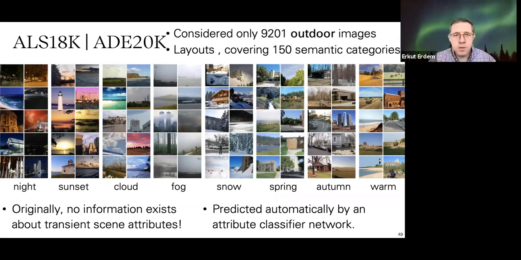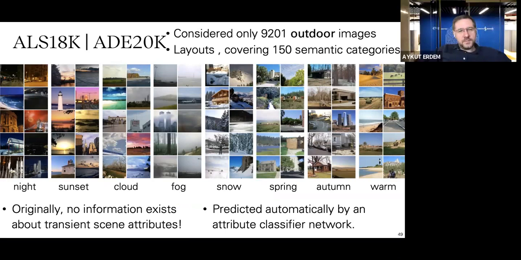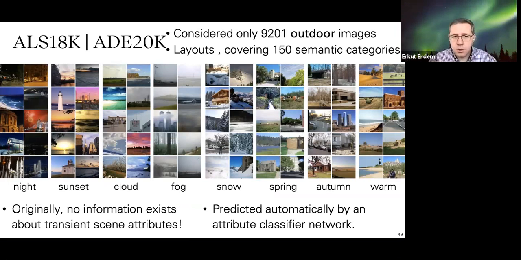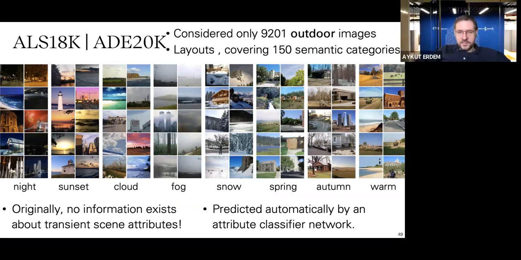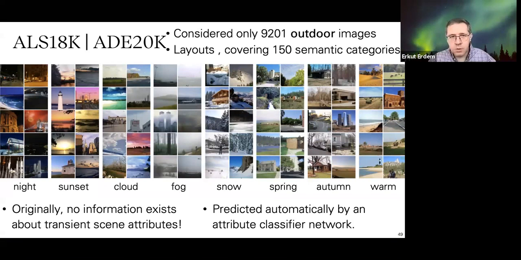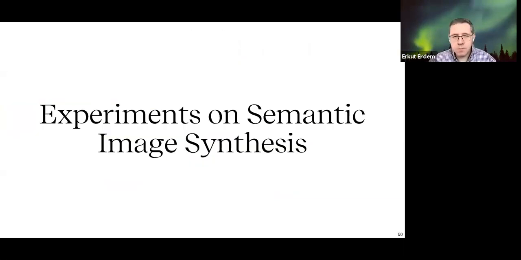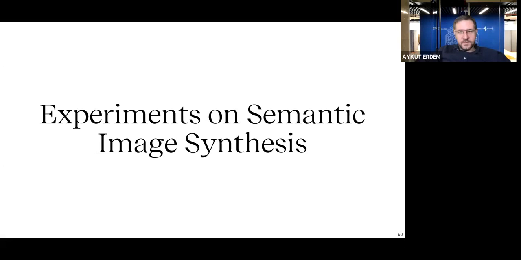So similar to our previous annotation scheme, here we predict these attributes in an automatic manner by using an attribute classifier network that we trained on the Transient Attributes dataset. So at the end, we obtained these 18K images consisting of both the transient attributes and the semantic layouts. So let me talk about our experiments. Again, as I said before, our framework consists of two separate networks. We have a scene generation network and a style transfer network.